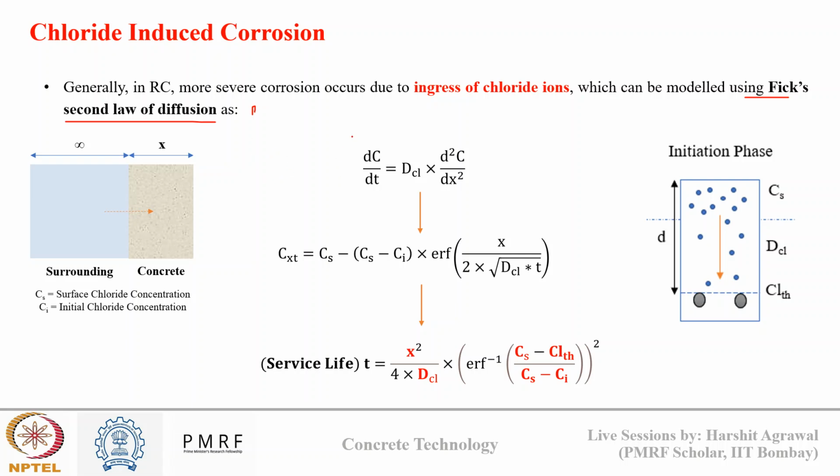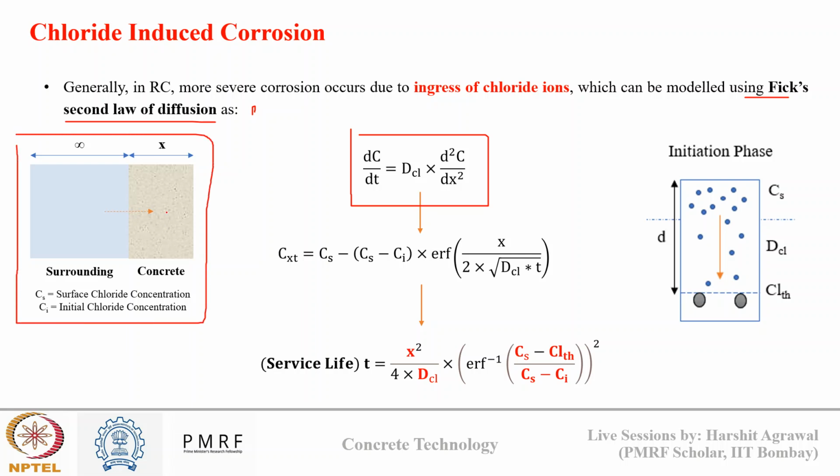So basic Fick's second law is written like this: del c by del t is equal to DCl times del 2c by del x square. You can see in this figure, it represents a simple concrete system. This is my concrete and this is my surrounding, which is of semi-infinite length and which is rich in chloride. Now due to high chloride concentration at the surface and very low or zero chloride concentration inside the concrete, what will happen? Diffusion will happen in this direction.